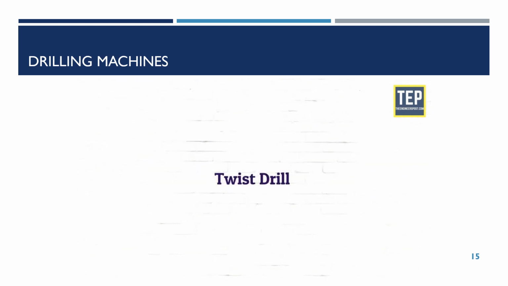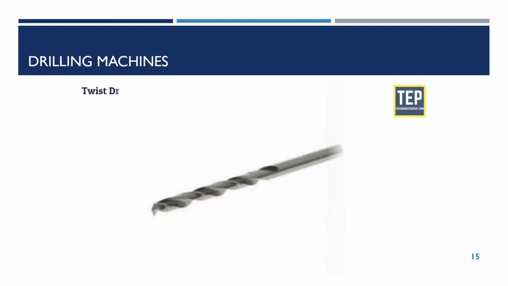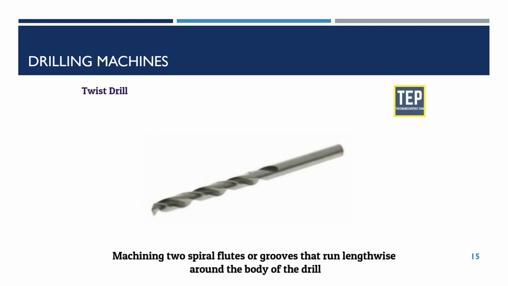Twist drill. It is the most commonly used type of drill and was originally manufactured by twisting a flat piece of tool steel. The present-day twist drills are made by machining two spiral flutes or grooves that run lengthwise around the body of the drill.